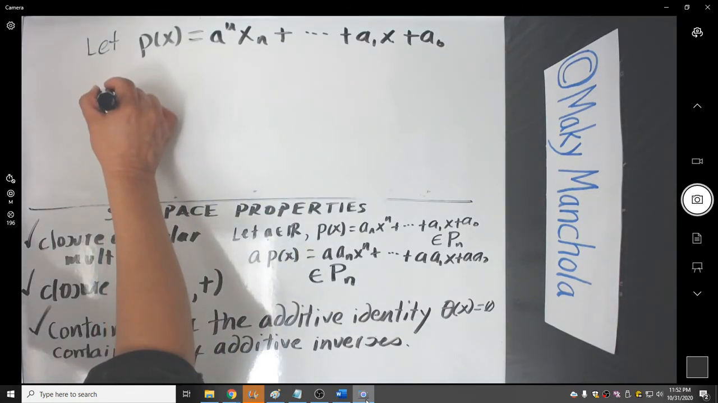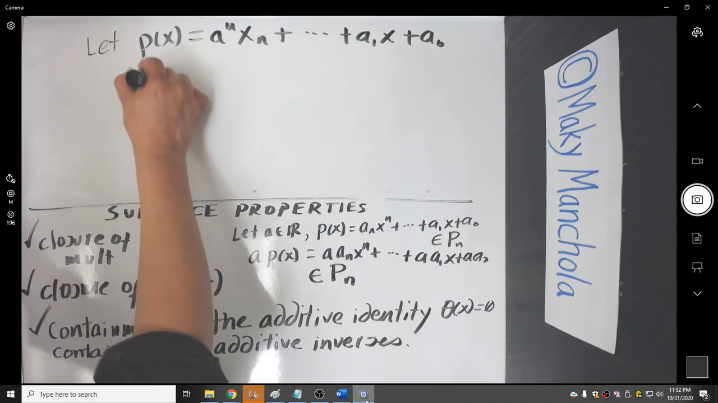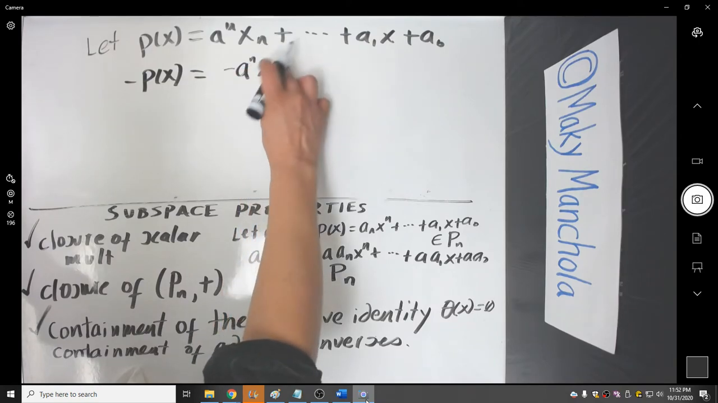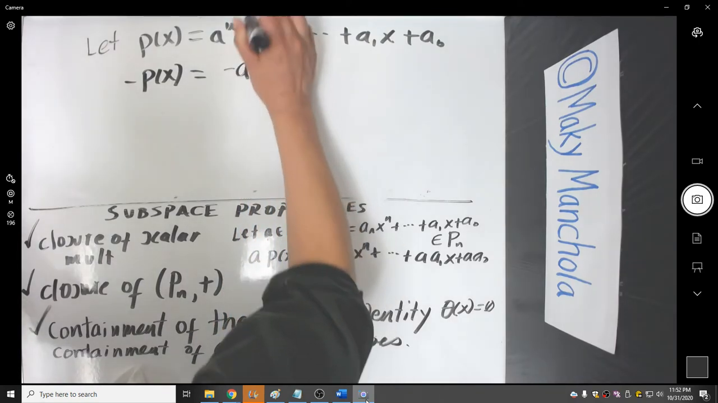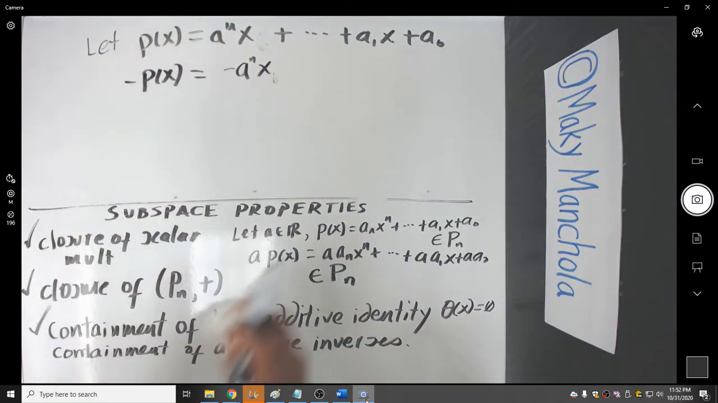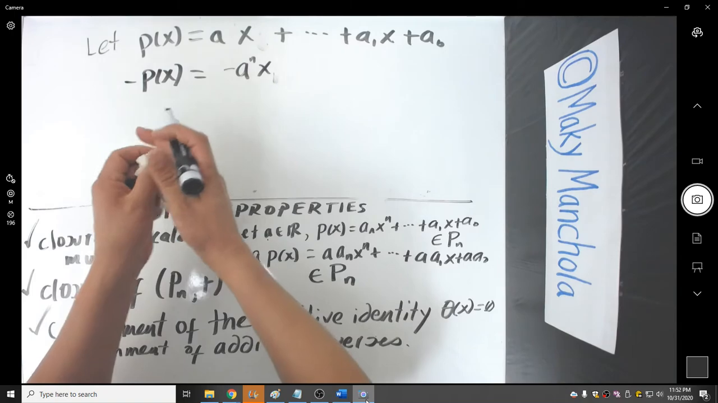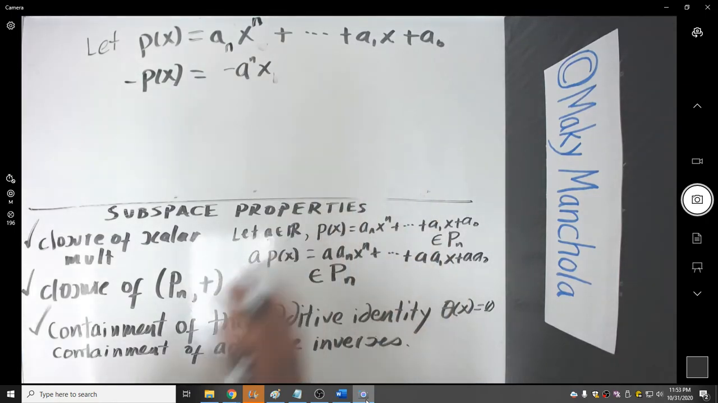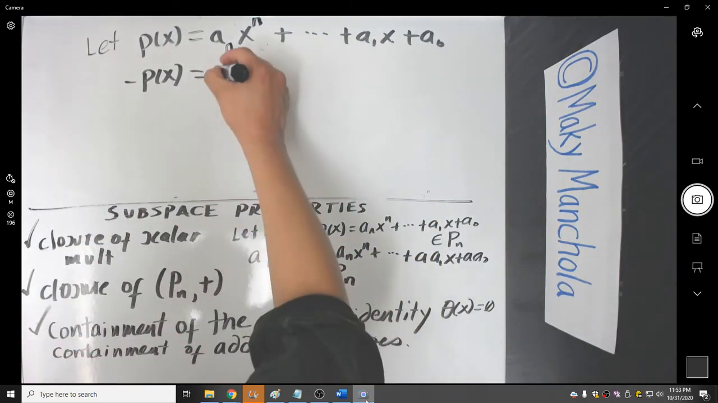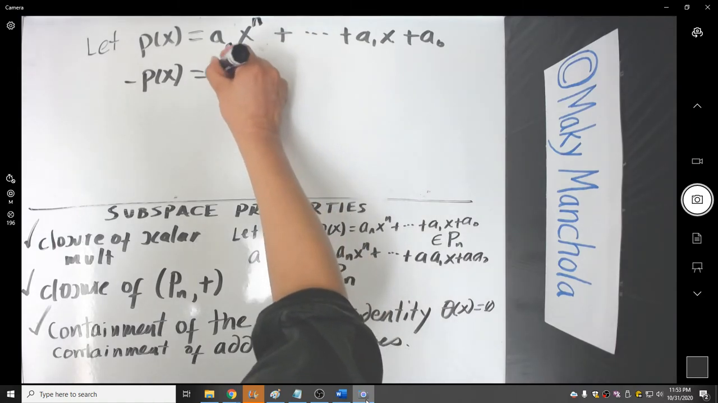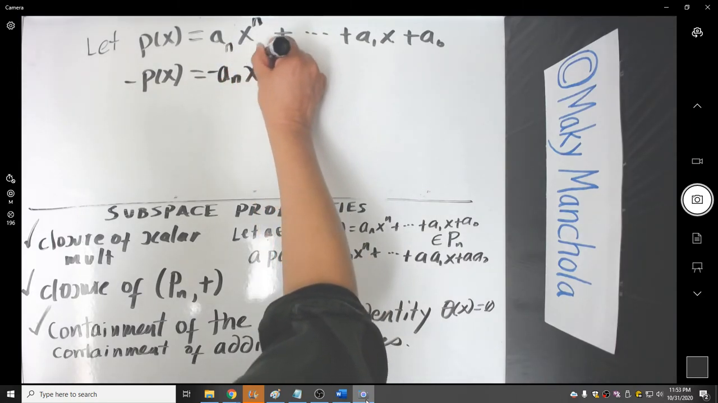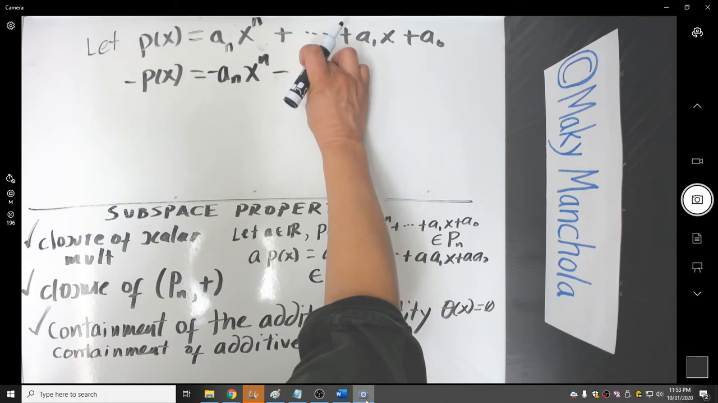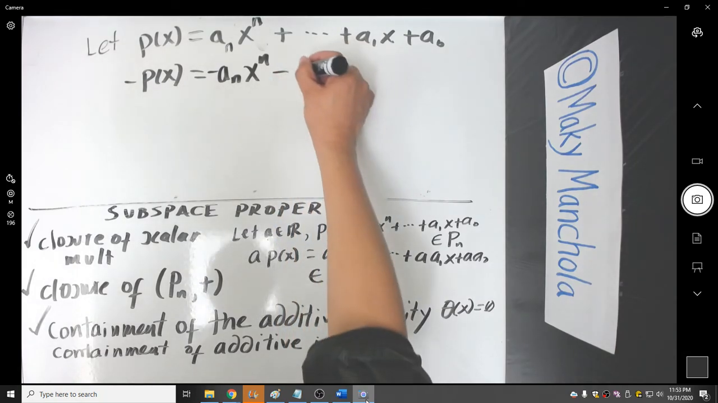So negative P of x will be negative a_n x to the power n. Sorry, this is supposed to be n exponent. I'm doing this backwards. That's supposed to be a subscript, a_n, and that's supposed to be a power. So negative a_n x^n plus, and so on. Everything else is fine. This will be plus negative a_(n-1) x^(n-1).